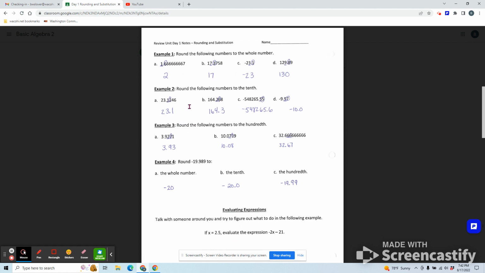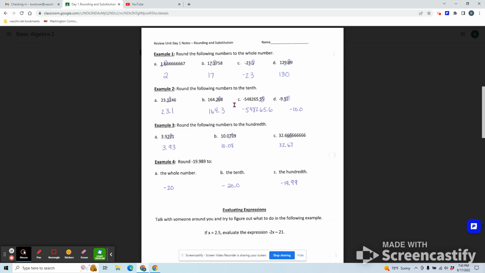Example 2, I have to round the following numbers to the tenth. So that's 1 decimal place. I underline the tenths, and then I'm circling the number that I'm looking at. Here's the 1, and I'm looking at that 2. That 2 is not 5 or higher, so it stays 23.1. And notice everything after the 1, there's nothing there anymore. Once I round to the nearest tenth, that's 1 decimal place, I shouldn't have anything after that 1 decimal place.